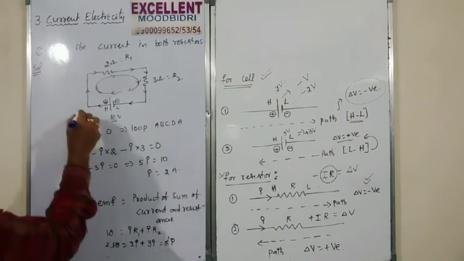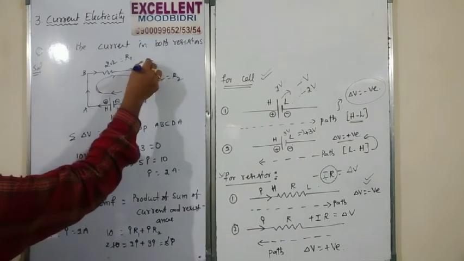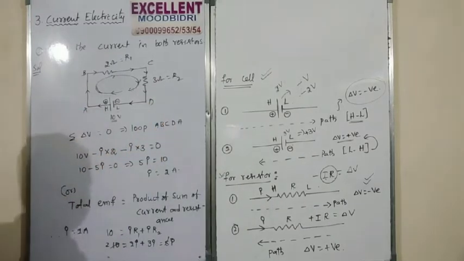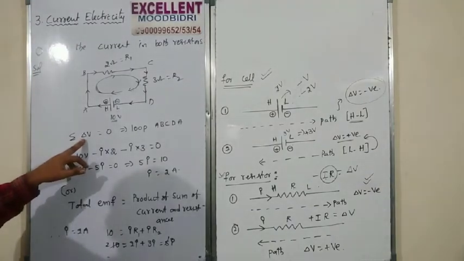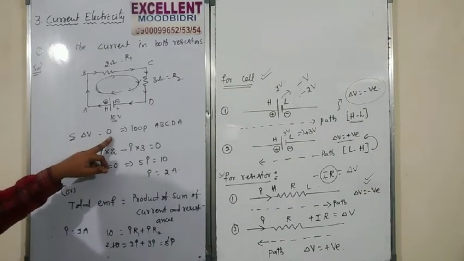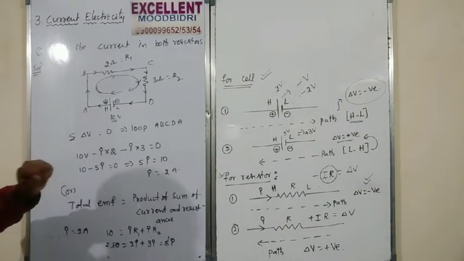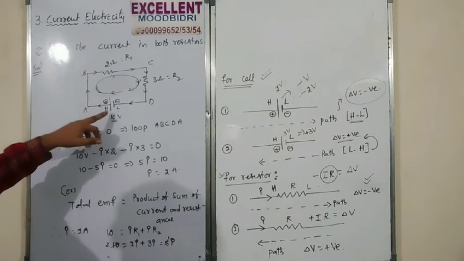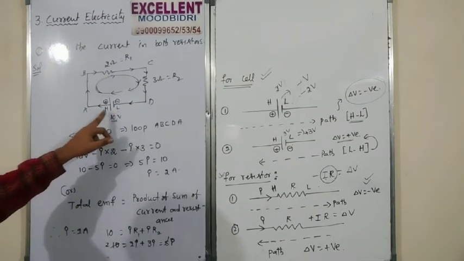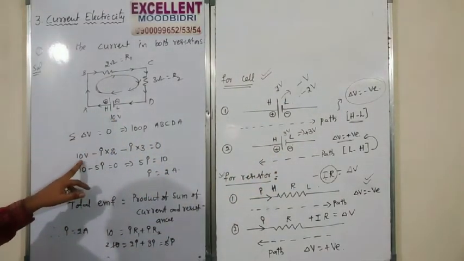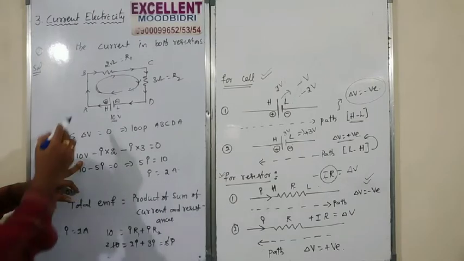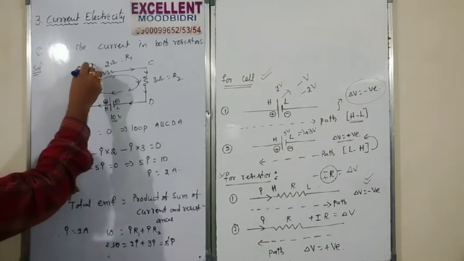Now the loop I will give you as A, B, C, D, A. A, B, C, D is a closed loop. So now the summation of delta V is equal to 0. Correct? Right. So now this potential, lower to higher, is plus 10 volt.